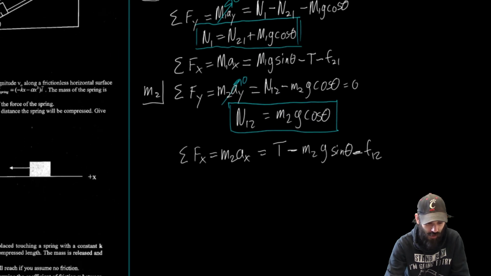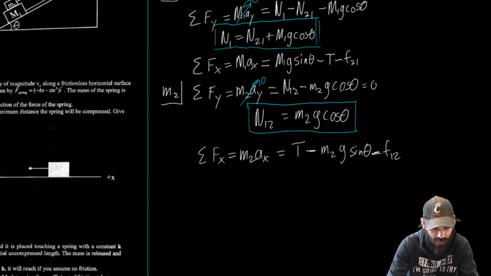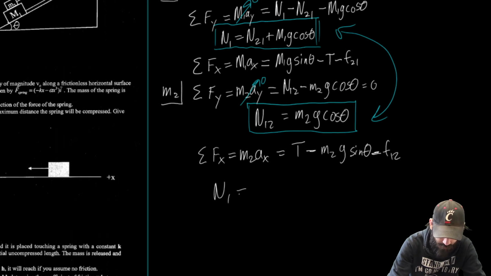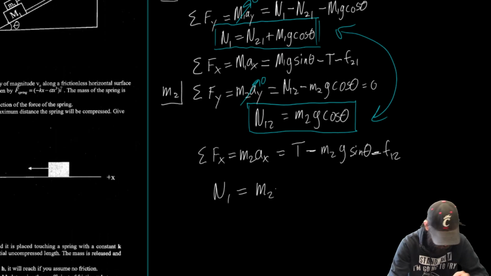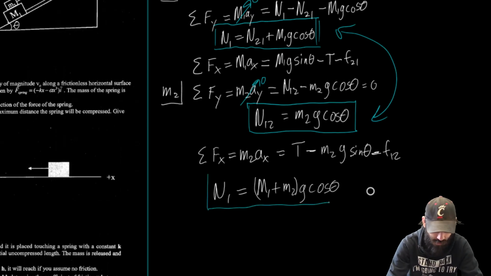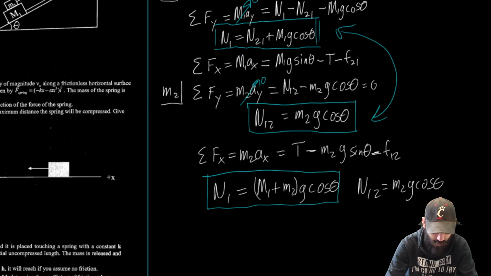Okay, so now let's write down some of the things that we know here. And so actually, what we end up seeing combining these two equations is that N1 is going to be equal to M1 plus M2 times G times cosine of theta. So there's our normal force N1. We have our normal force N12. So this is going to be equal to M2G cosine of theta. Okay, so summarizing the useful information here.